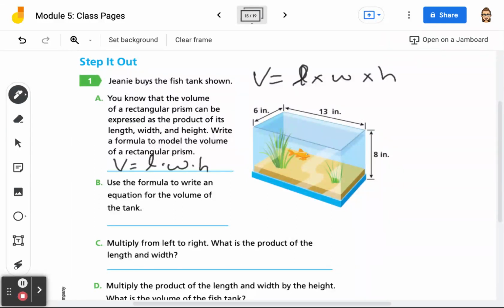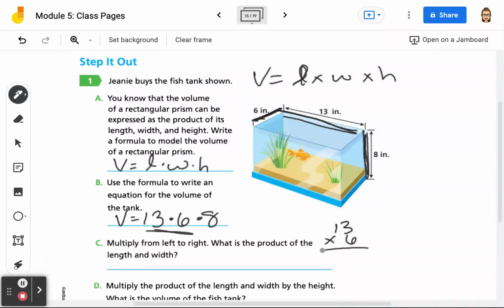Okay, so next it says use the formula to write an equation for the volume of the tank. So we're going to say volume equals the length, which would be going across, so that's 13, times the width, which is going in the back, so 6, times the height, which is 8. Then it says multiply from left to right. What is the product of the length and width? That would be the 13 times 6.